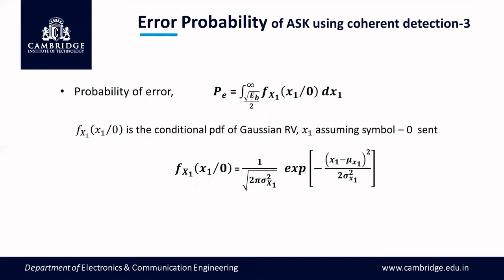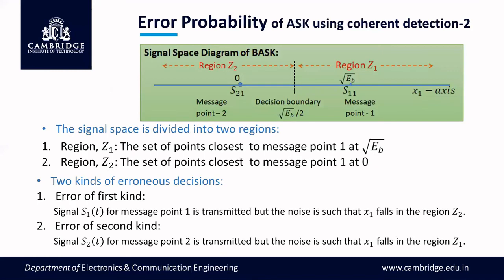So after putting these values in this equation, we will end up with this one. Accordingly, we get the root Eb by 2 here, and this is root infinity. That means this region is declared erroneous. If symbol 1 is transmitted and the observed point falls in region Z1, then actually we end up with the erroneous decision. So finally, we end up with this value.